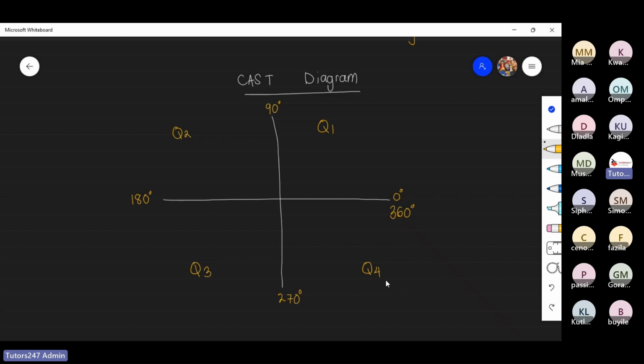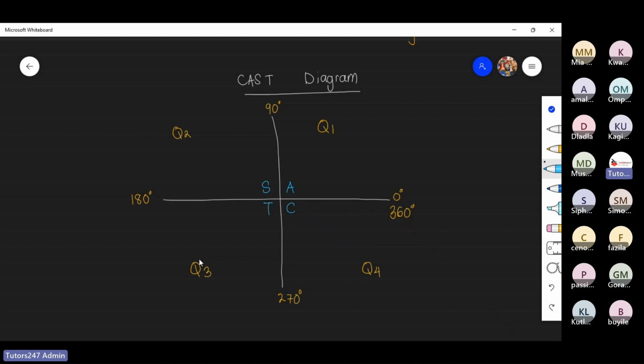From 0 to 90 is quadrant 1. From 90 to 180 is quadrant 2. From 180 to 270 is quadrant 3. And from 270 to 360 forms quadrant 4. Now, within your quadrants, you've got something known as CAST. C-A-S-T.